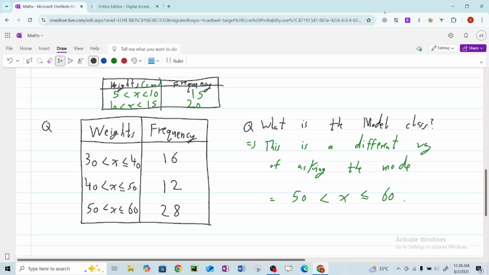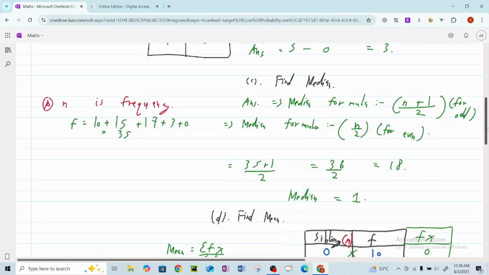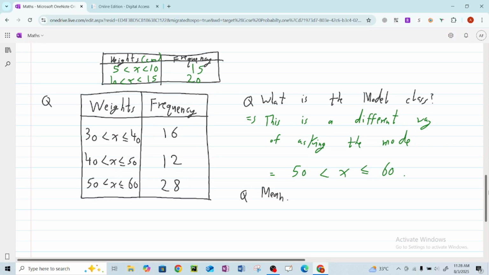Then the main issue comes when they ask you the mean. For the mean, if you go above over here, what we do is we make a third column by adding fx, and then dividing this by this. But in this case, I don't know what x is. What do I divide by? Do I divide by 40, by 30? I don't know in this case. What we will do in this case is, first, we're going to make a third column.